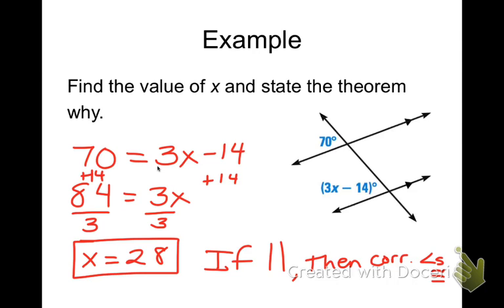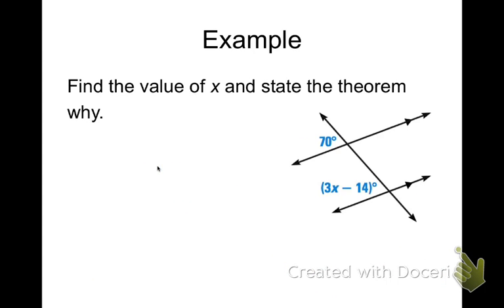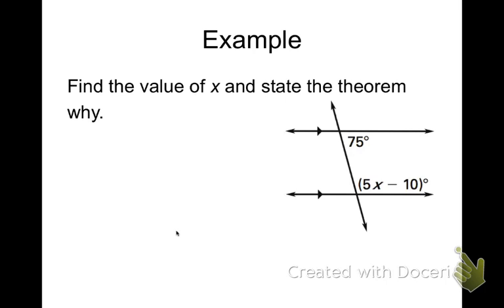All right, so now look at the next one. What relationship do we have out of those 4? Same side or consecutive interior, right? Consecutive interior angles are supplementary. So that means we're going to add them. So 75 plus 5x minus 10 equals 180.